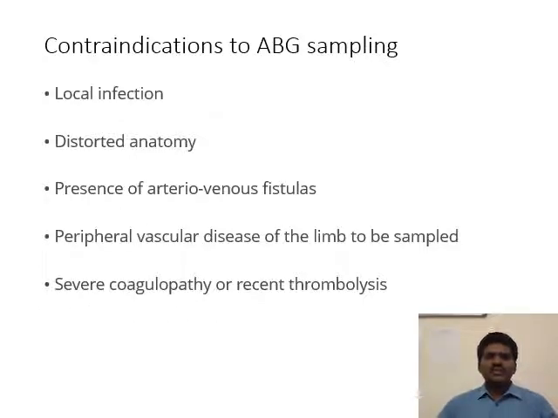So there are certain contraindications to collecting an ABG sample: local infection, distorted anatomy, presence of arteriovenous fistulas, peripheral vascular disease of the limb to be sampled, and severe coagulopathy or recent thrombolysis.